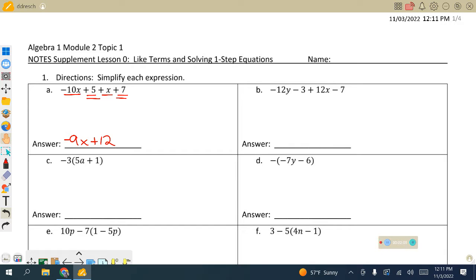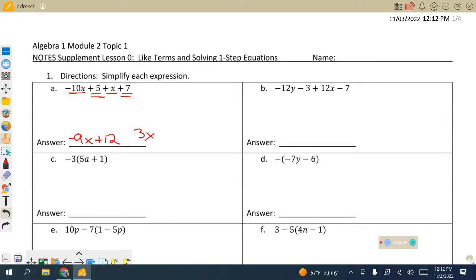Those are not like terms. The 12 does not have an x. Don't force it together. The dumb mistake I see is some of you go in and say, oh, the answer is 3x, because negative 9 and 12 give you 3. Are those again like terms? No. So you cannot do that. Okay? You can't combine those. Stop right there. Okay? Let's look at the next one here, letter B.